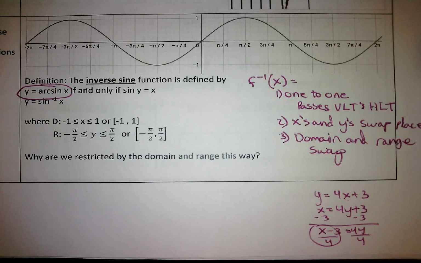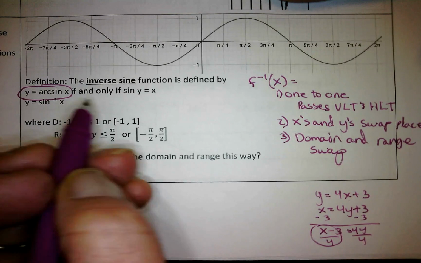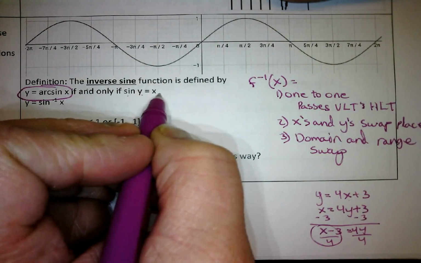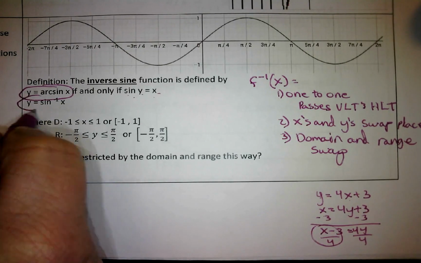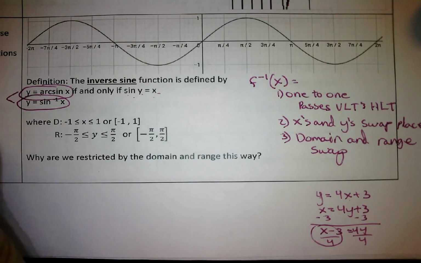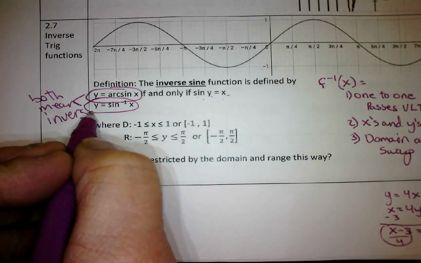If and only if sine of y equals x. So it's just saying instead of sine of x equals y, we're saying sine of y equals x. Okay? So it's just backwards. Once again, that x and that y have swapped places. Okay? Both of these mean the same thing. They both mean inverse functions.